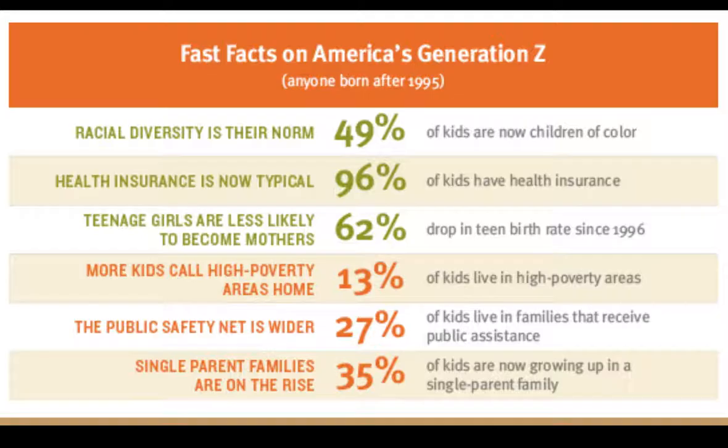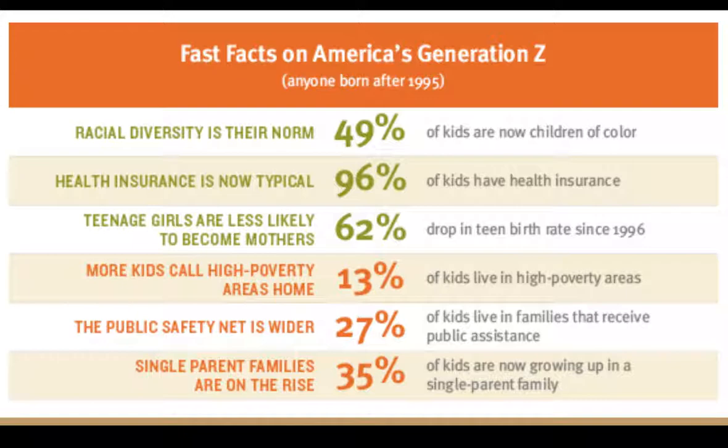So here's some fast facts on Generation Z in America. The racial diversity is their norm. 49% of kids are now children of color or mixed races. And 96% of kids have health insurance. So now it's become typical for all of this generation.